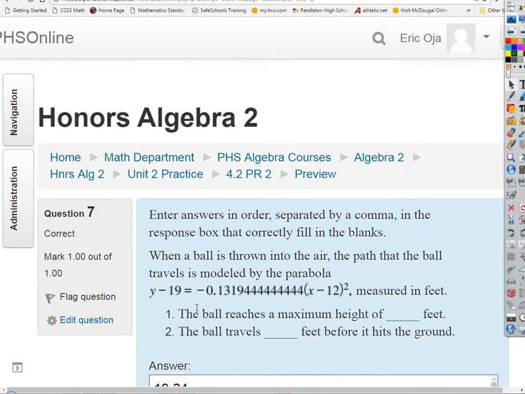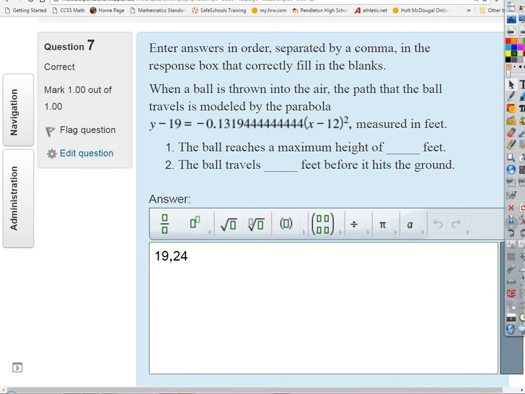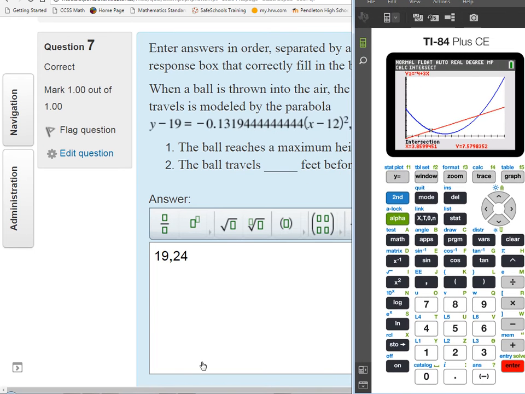Okay, how could we do that graphically? Well, we could do this graphically pretty easily.